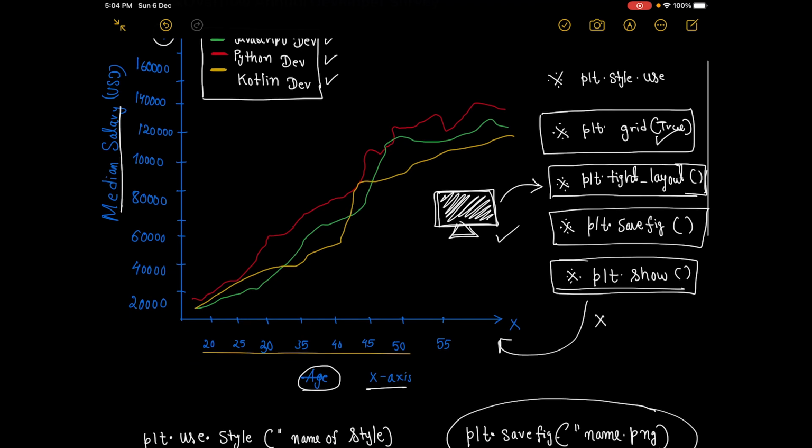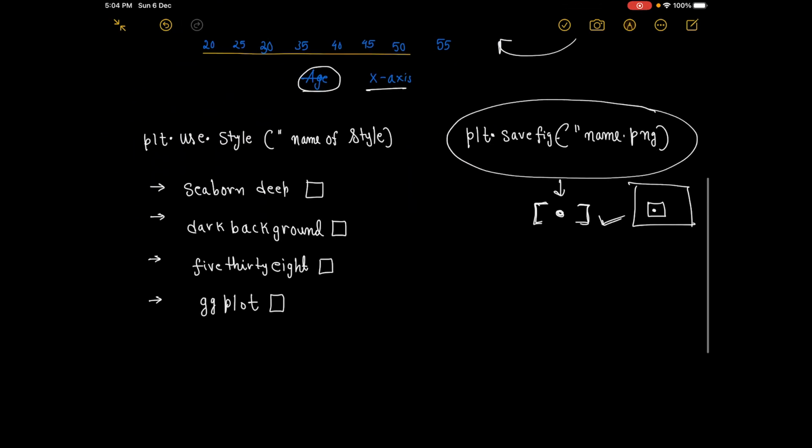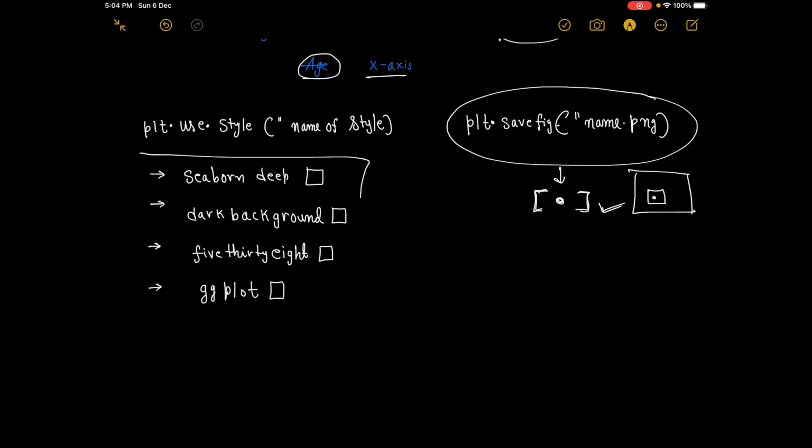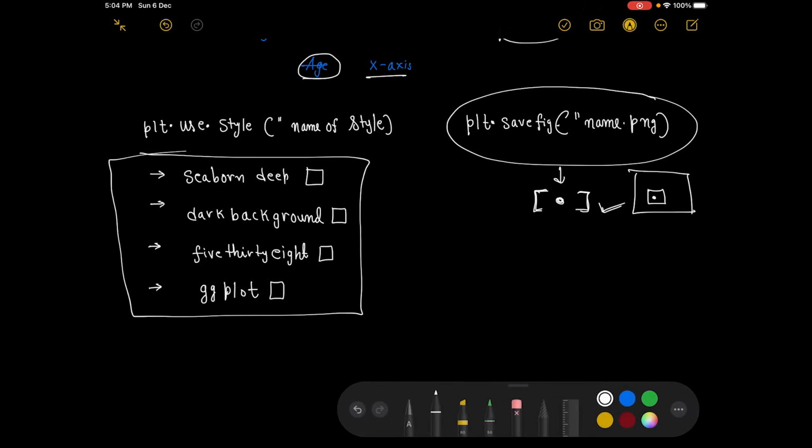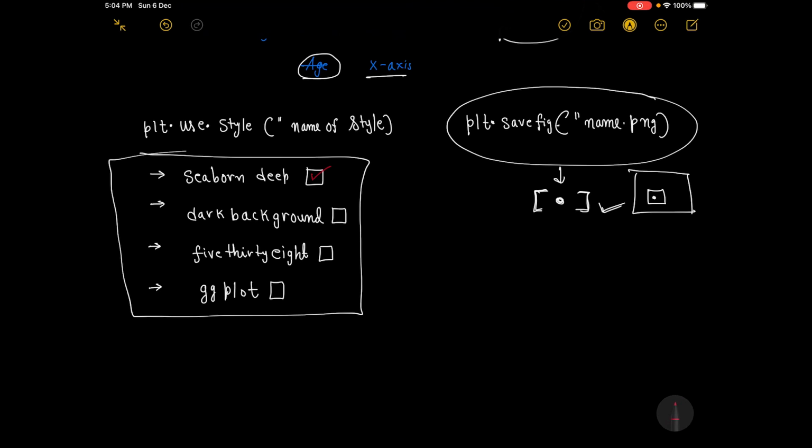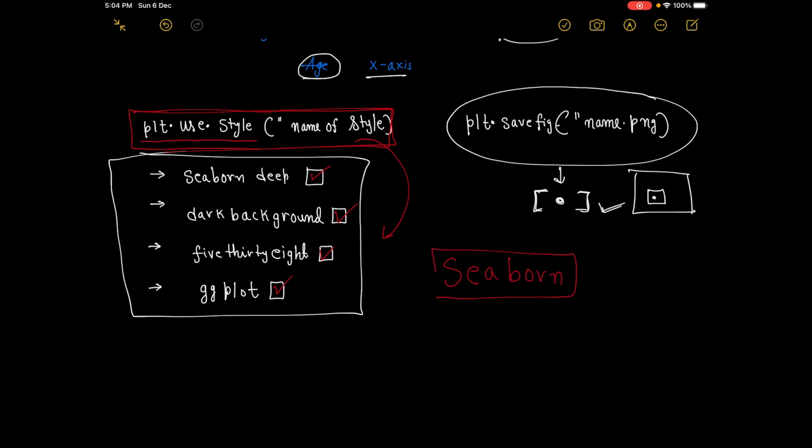And then at last, we checked out the most important part, which is plt.style.use. So we checked out around 4 different styles right here. As you can see, we checked the Seaborn deep style, the dark background, 538, my favorite, and the ggplot. So for this, you don't have to do anything. Just add this single line at the beginning of the program, which is plt.style.use, and inside this, you can add any of the style names. Also, you can visit the Seaborn website to check out the new styles.